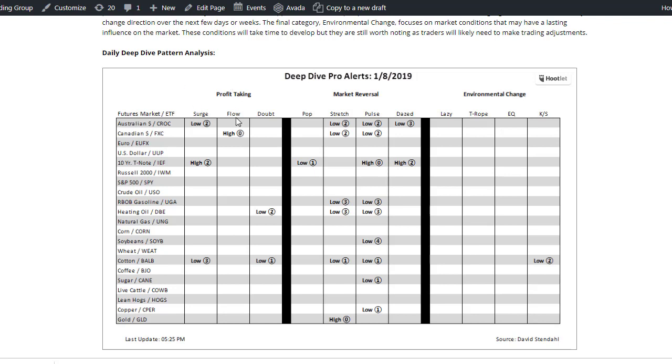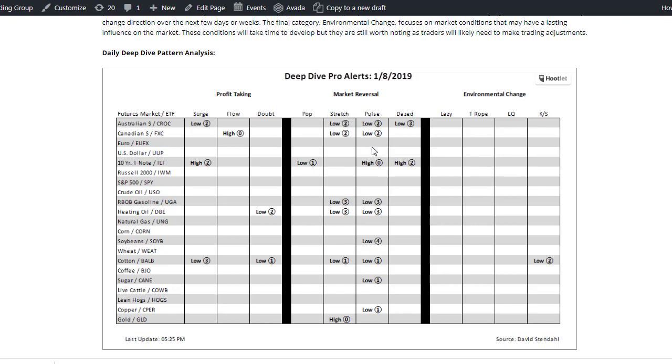We have profit taking, which I talk about a lot, when the market has moved too far and it's telling you to take a little bit of profits. But the reversals are literally just that. They're looking for a legitimate reversal in the market. It could be short term or more substantial. When we look at these reversals, we have the pop, the stretch, the pulse, and the daze. The stretch and the pulse are the ones we're going to look at here today.